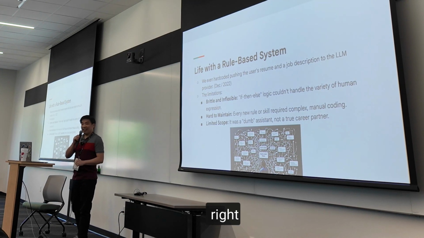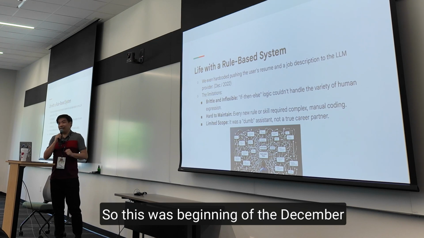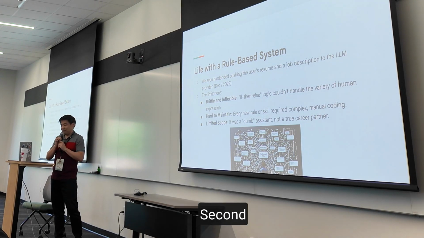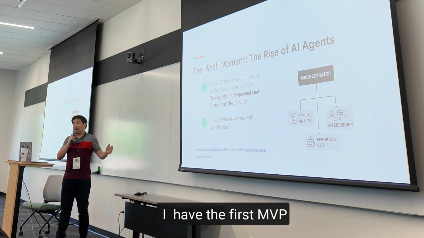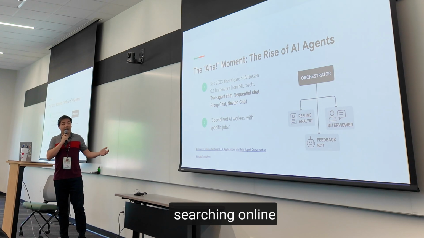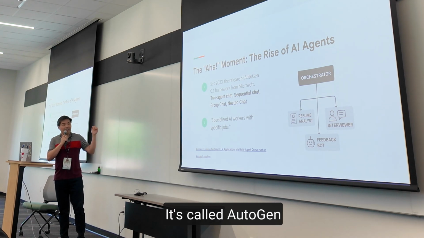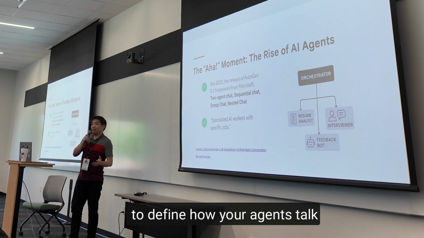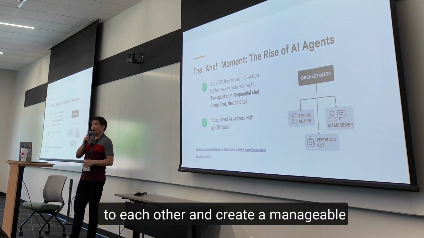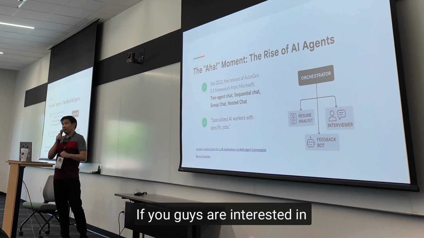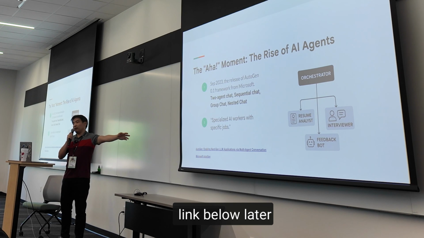So this was the beginning, in December 2022, when we first had the LLM. Second, right after that, I had the first MVP. And there's a framework I kept searching for online. It's called AutoGen. AutoGen is a framework to define how your agents talk to each other and create a manageable, orchestratable agent framework. If you are interested, you can click on the link below later.